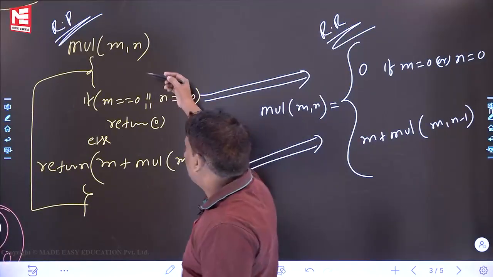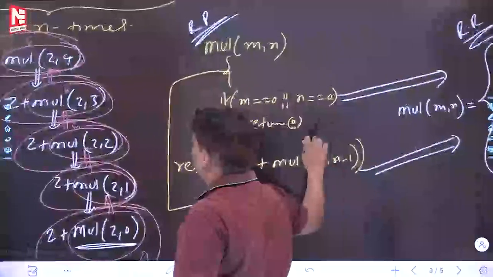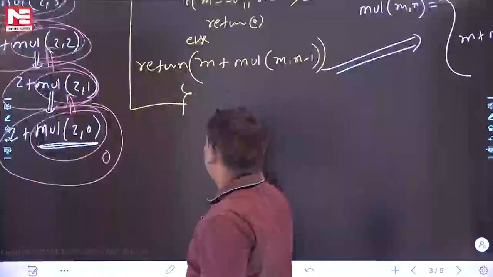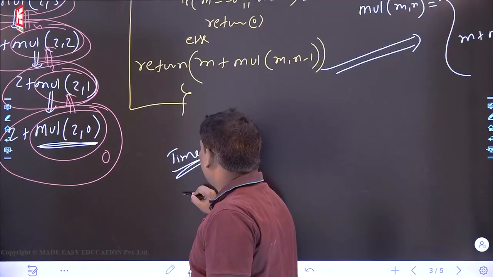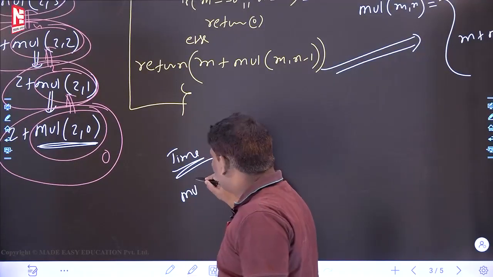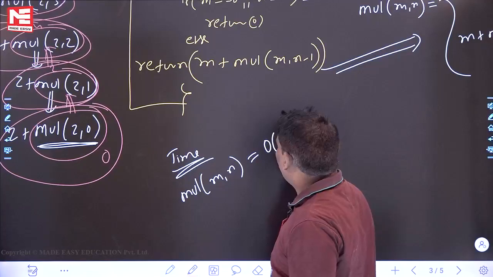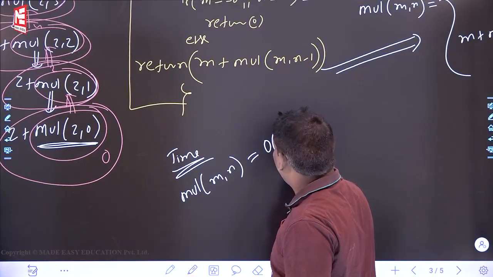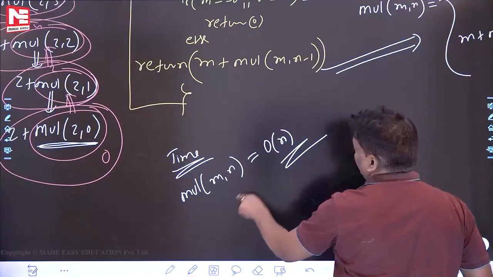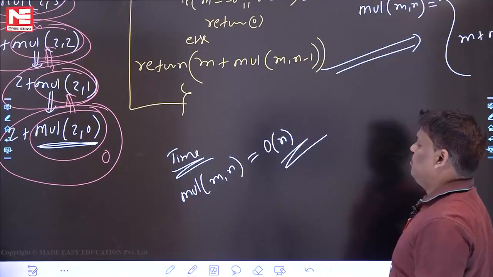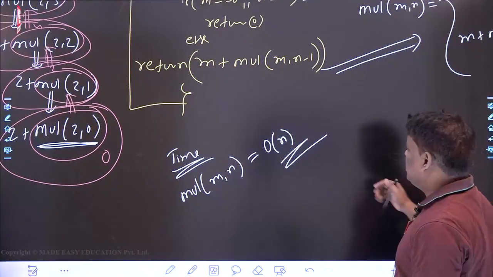In this program, what is the answer? Adding m, you are doing n times. So time complexity means how many times? The multiplication of m comma n. For this logic, the answer is Big O of n, n times. The time complexity of multiplication of m comma n is Big O of n. Please be careful. That is the time complexity.